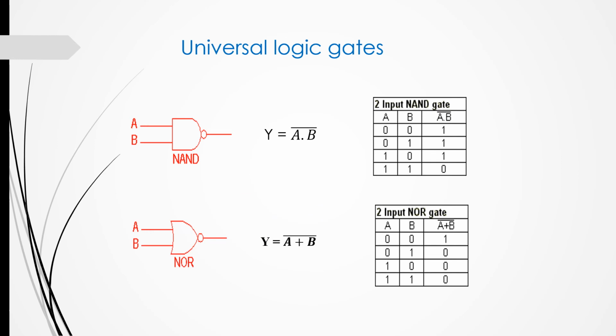NAND gate and NOR gate are known as universal logic gates. Here you can see the symbol, output equation and truth table of NAND gate, as well as the symbol, output equation and truth table of NOR gate. These are known as universal logic gates because we can construct all other gates using one or many NAND gates or NOR gates. We can construct OR gate, AND gate or NOT gate with the help of NAND gates only or NOR gates only. So they are known as universal logic gates.